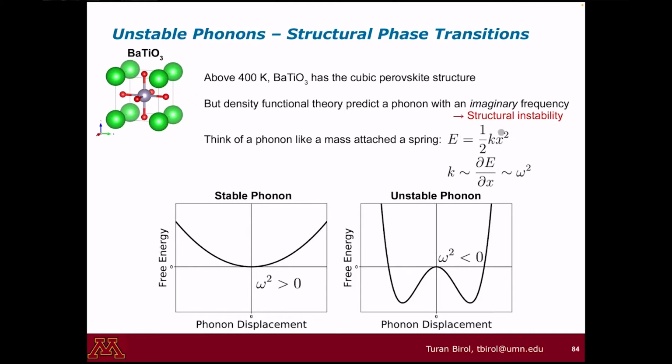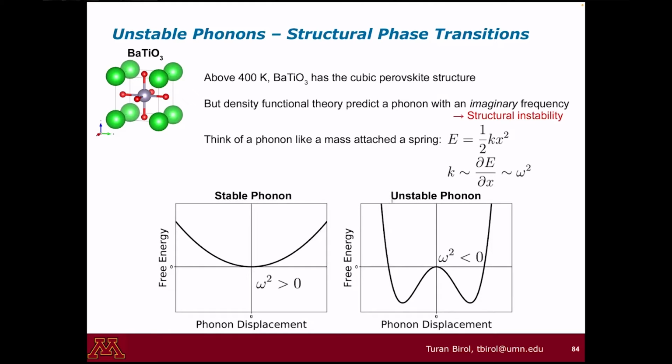Now, the energy of a mass on a spring, which is how you can imagine a phonon in very simple terms, is 1/2 kx squared. So in this situation, the second derivative of energy at zero, which is your force constant, is positive, right? So k, the force constant, is positive. Your omega squared is positive. The square root of a positive real number is a positive real number. So you end up with a phonon frequency that's just like 5 terahertz, some positive real number.